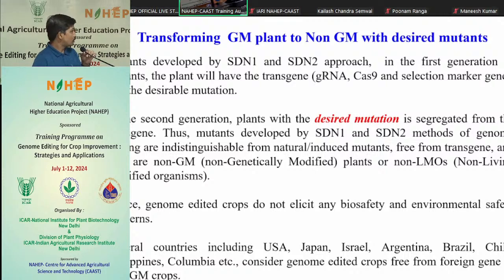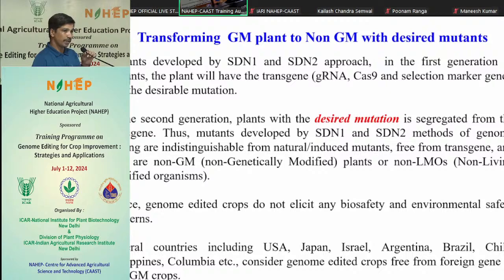So in the second generation, plants with desired mutation in the Mendelian segregation ratio are segregated. So here you will get Cas9 positive as well as Cas9 negative with desirable mutation. So in this case, the mutation is indistinguishable from natural and normal. So it is free from transgene. So this could be considered as non-GM, non-genetically modified plants or non-living modified organisms.